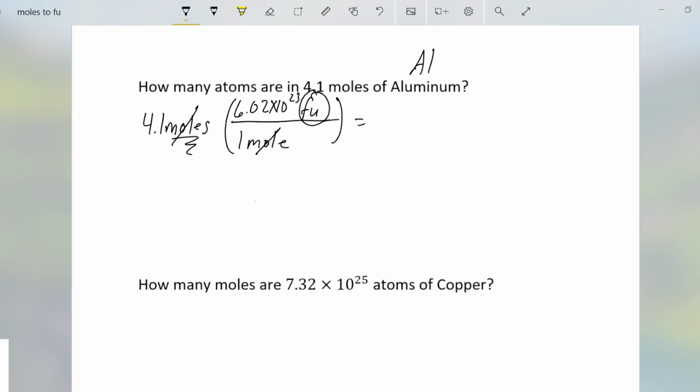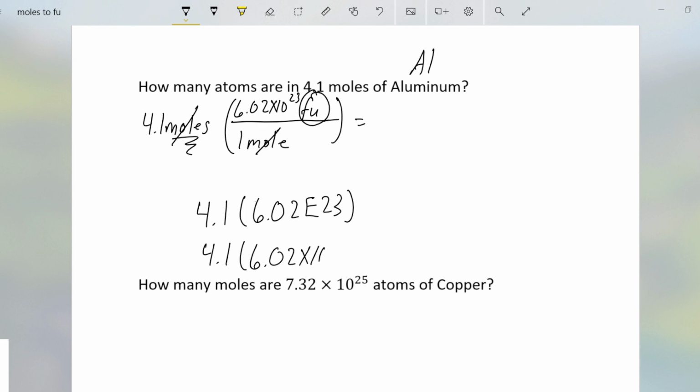Moles cancel, and I am left with just my units of FUs, and that's ideally what we want. So when I plug this into my calculator, I would type in 4.1 times, and then open parentheses, 6.02 times 10 to the 23rd, and then close my parentheses. So your calculator should look like this: 4.1, open parentheses, 6.02, and then you could do the E23, or you could do 4.1, open parentheses, 6.02 times 10 to the 23rd. These are the same thing.